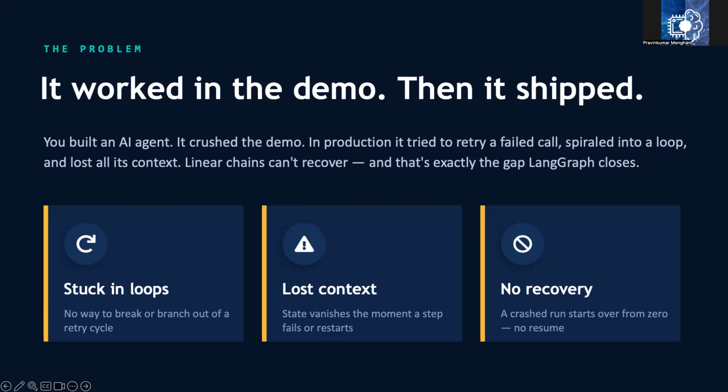Picture this, it's Friday afternoon, you deploy your shiny new AI agent. Monday morning, your Slack is on fire. The agent tried to call an API, got a timeout, retried, retried again and again until it burned through your entire token budget in a loop. And the worst part, when you restarted it, it had zero memory of what it had already done. Back to square one.